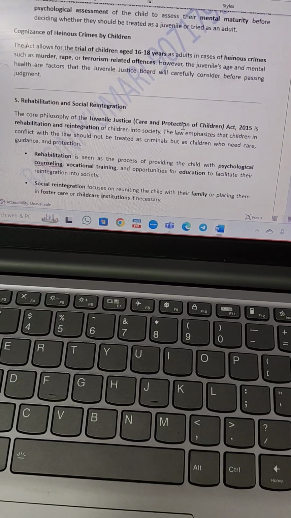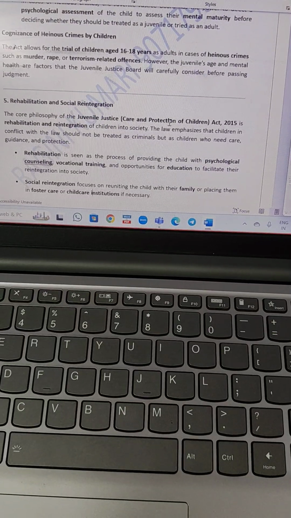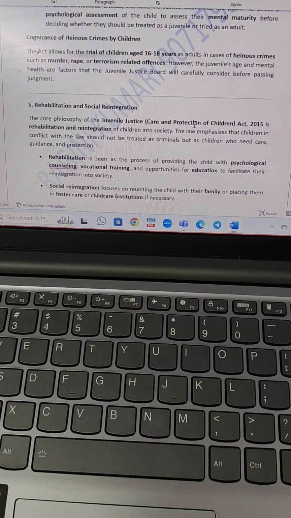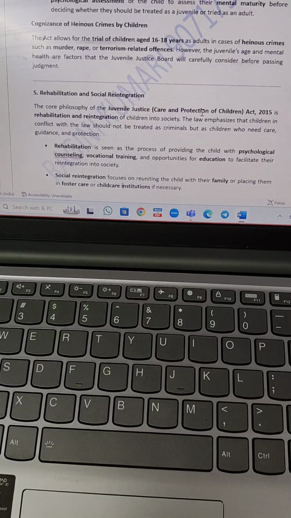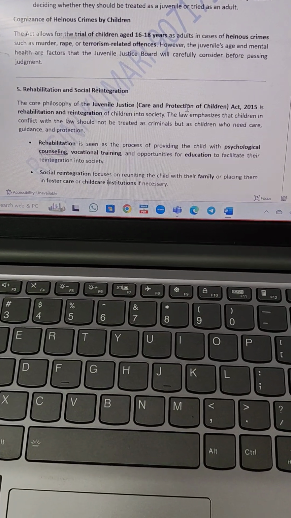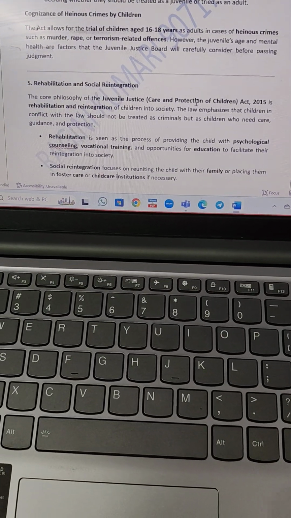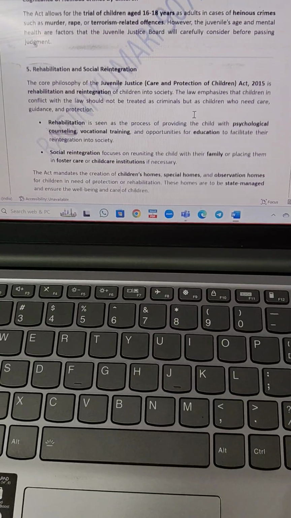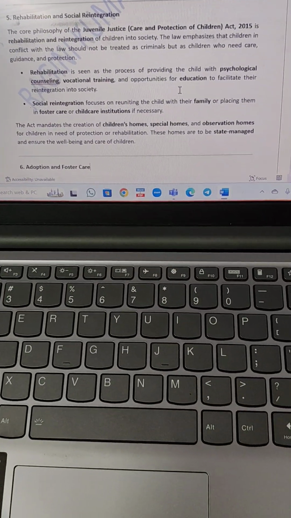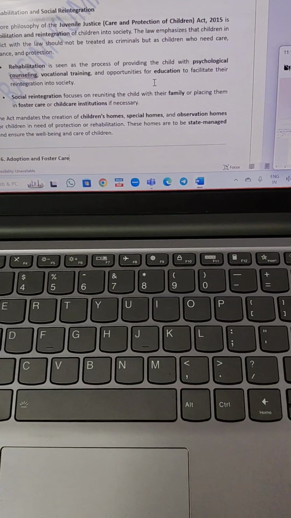Now, cognizance of heinous crimes by the children. The Act allows the trial of children aged 16 to 18 as adults in case of heinous crimes such as murder, rape, terrorism related offences. However, the juvenile's age and mental health are factors that the juvenile board will carefully consider before passing any judgment. Now, rehabilitation and social integration. This is the main objective of the juvenile justice board.